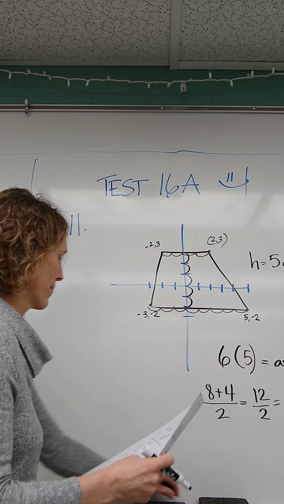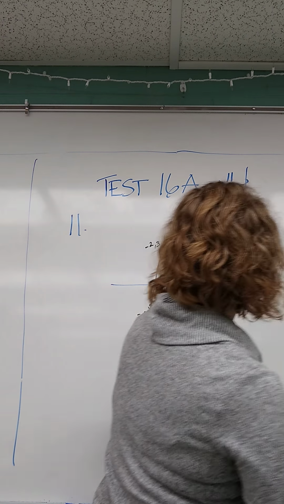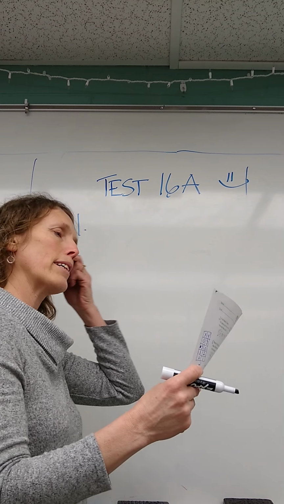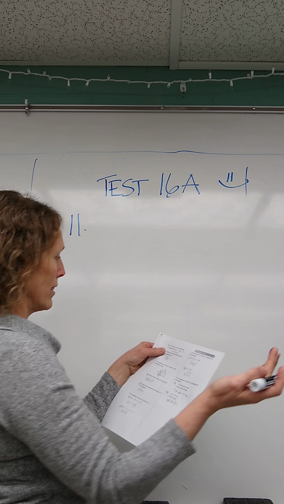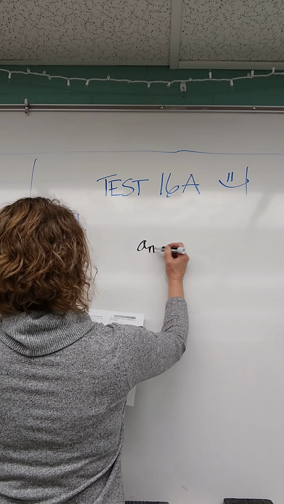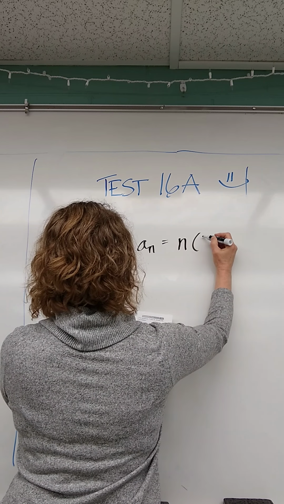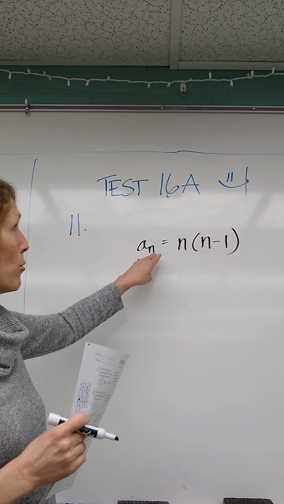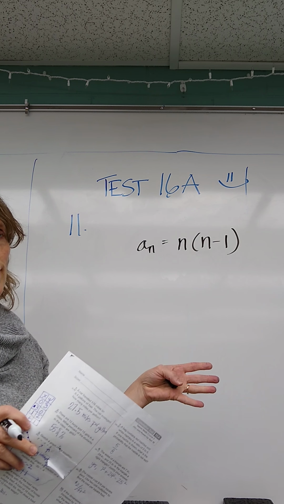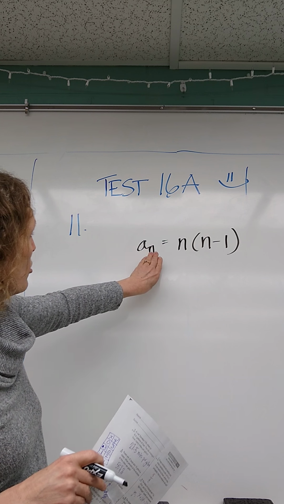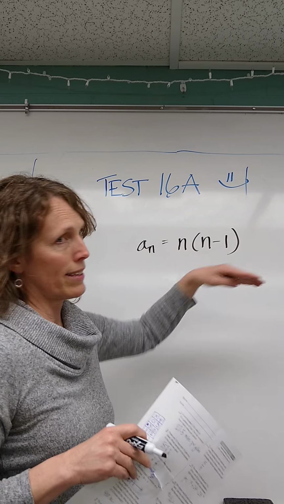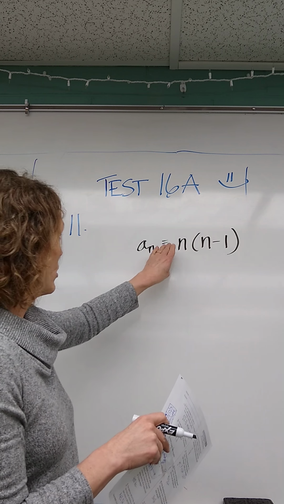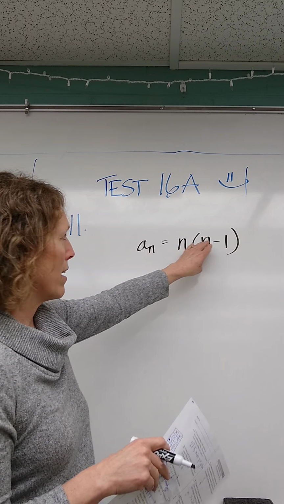Okay, number 12. Number 12 looks tricky, but it's not as hard as it looks. It says the formula for the following sequence is a sub n equals n times n minus 1. All this is telling us is which number in the sequence. If it would be 1, we'd use 1 for all these n's. If it's the 5th number in the sequence, then we would use 5, 5, and 5.